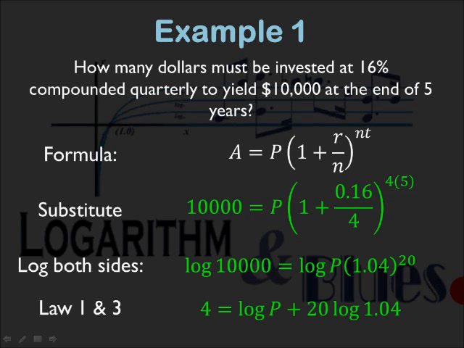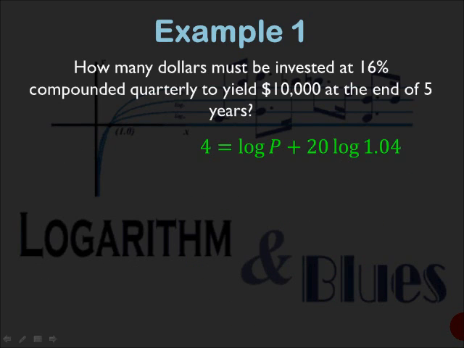So you can apply first log 1 to make it log P plus log 1.04 to the 20th, and then you can move the 20 from the exponent to the coefficient of the log. So 4 equals log P plus 20 log 1.04. Log of 10,000 is 4 because 10 to the 4th power is 10,000. Alright, now let's keep going.